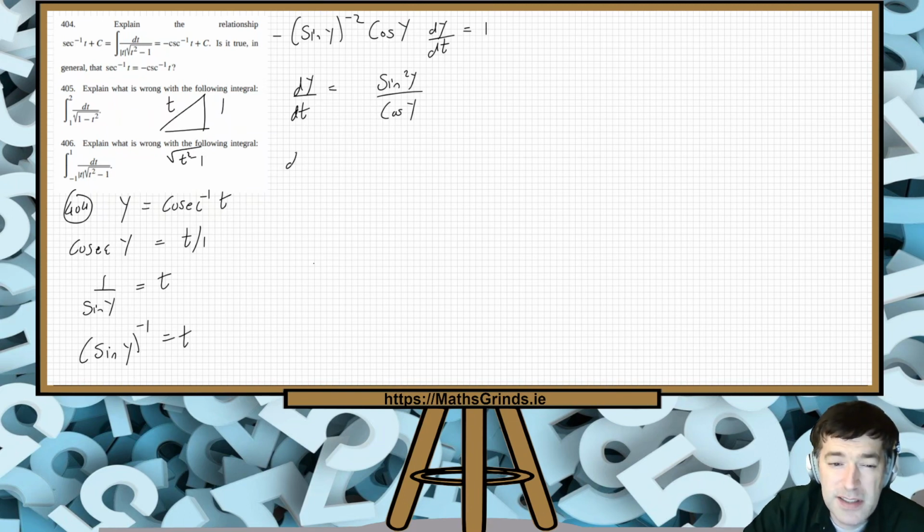So then that means dy/dt. Oh, and I nearly forgot my minus. dy/dt would be minus sine squared y, which would be 1 over t squared, over cos y. And cos y is root t squared minus 1 over t.